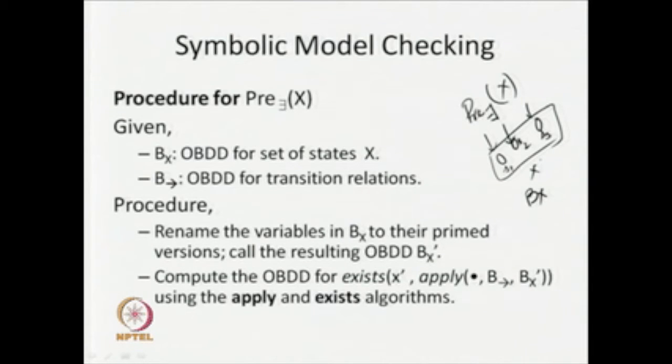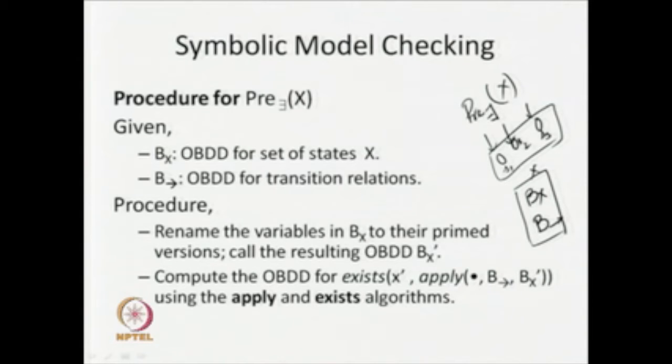And secondly, we have B arrow, the transition system. We have already discussed how to represent the transition system with OBDDs or ROBDDs. So, B arrow is the OBDD representation of our transition system. Basically we are getting two BDDs: B x, the OBDD representation of our set of states x, and B arrow, the OBDD representation of our transition system. Now, one basic requirement is there for B x and B arrow. What is that basic requirement? Already I have mentioned that since we are going to use some operation on these two BDDs, they must have a computable variable ordering.